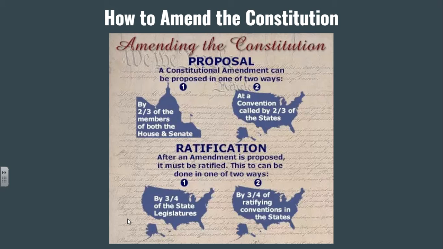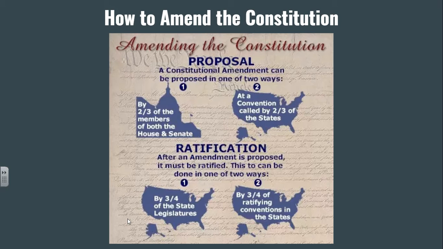The other way that it can happen is at a convention called by 2/3 of the states. The states themselves, 2/3 of them would have to call for a constitutional convention. Now, if there are 50 states, how many would it take to get 2/3? I'll let you do the math on that.